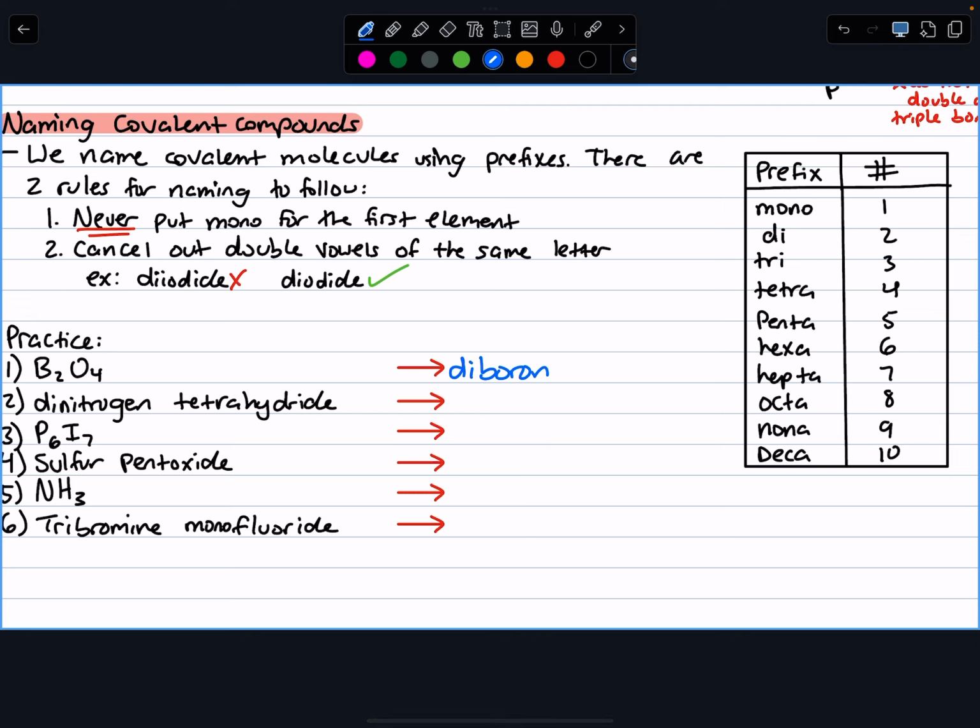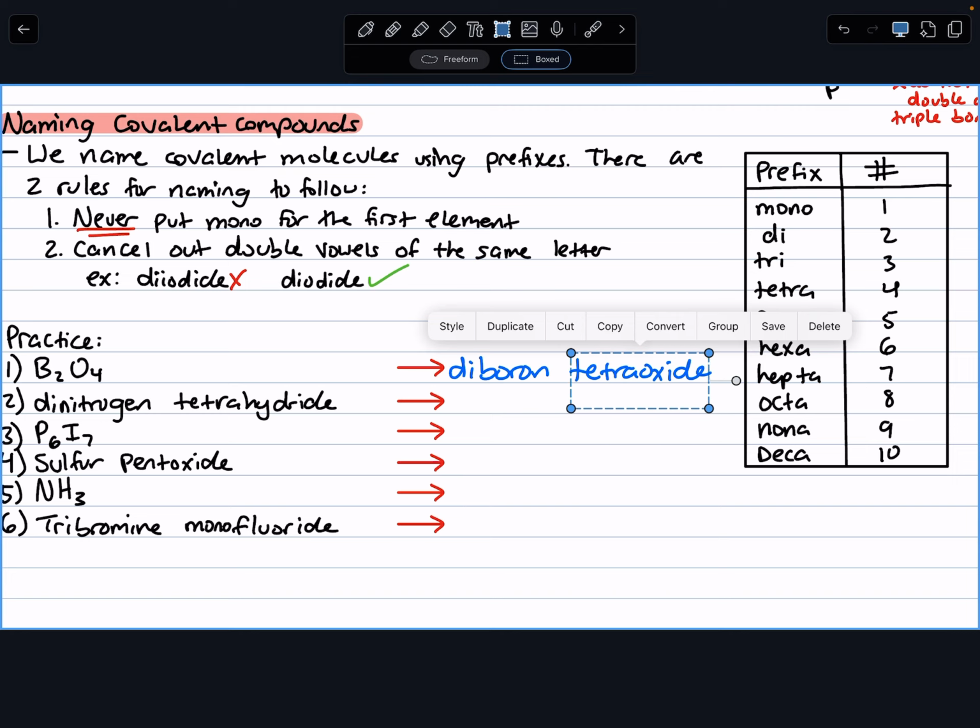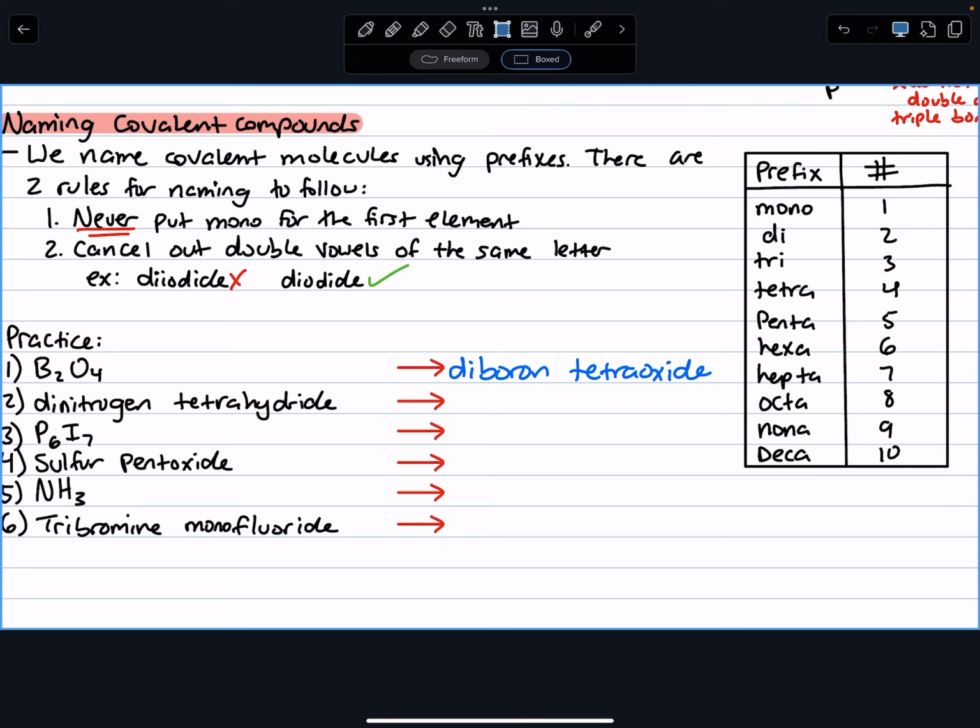Okay, and then how about oxygen? Tetra, so tetra oxide. Yeah, so there's four oxygens. If you put tetra oxide, it's correct. If you put tetroxide, that's the more correct one, but I'm not gonna be strict with that. It's multiple choice, so would you erase the A? Yeah, tetroxide.